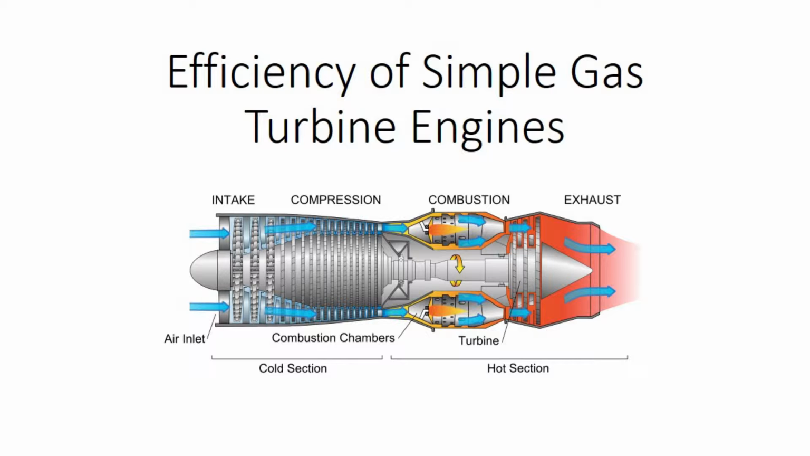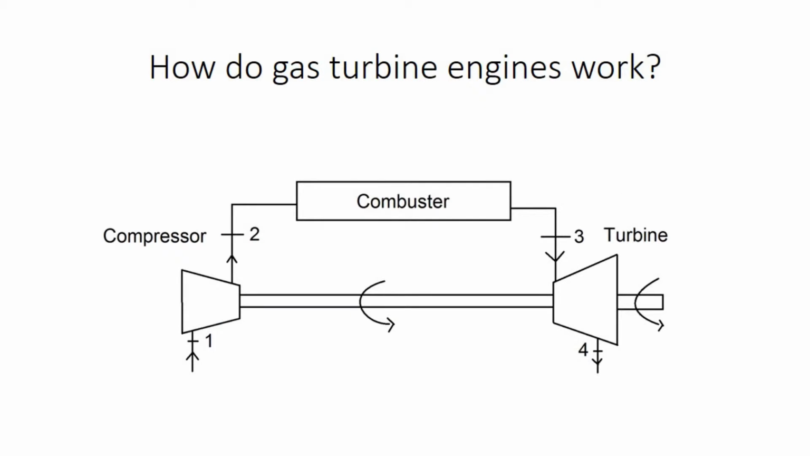Today I'll be walking you through how to solve for the efficiency of a simple gas turbine engine. Gas turbine engines work by first drawing air into the front of the engine where the compressor is located, which then increases the pressure of the air as it flows into the engine. Next, the pressurized air passes through a combustor where fuel is added and ignited, raising the temperature and pressure of the gas even more.